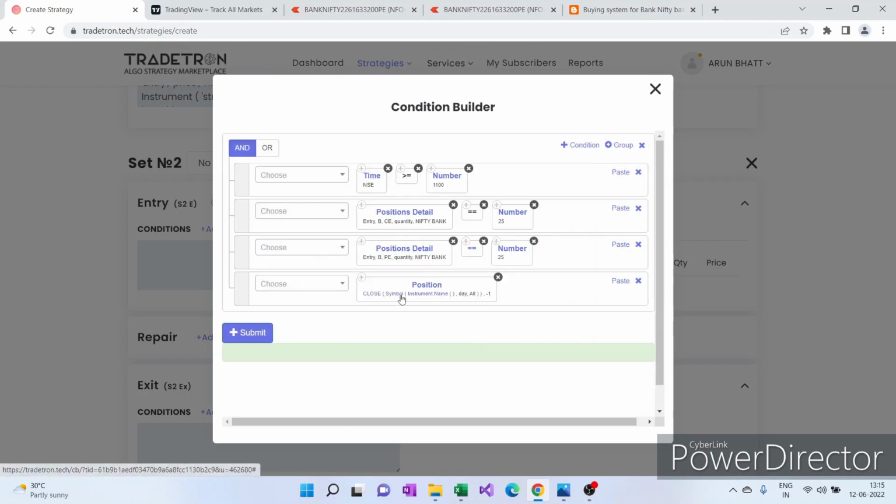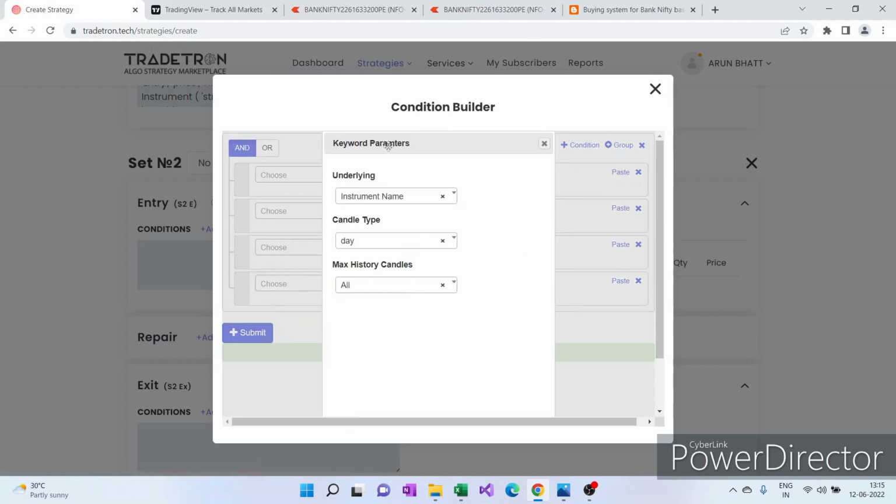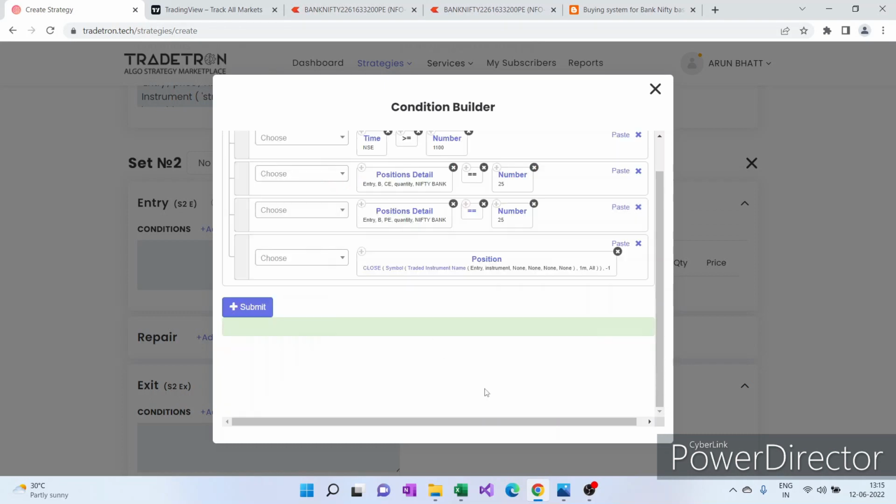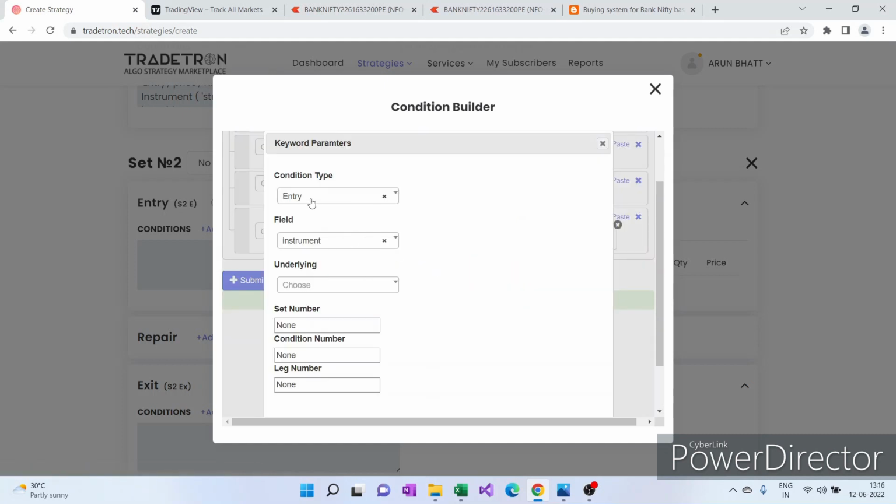Now we'll be choosing the symbol. So candle type is a 1 minute candle, and max history candles can be one. And we'll be checking for the traded instrument, whatever instrument we have traded. So we are referring to that instrument. Like we bought in set one the C and P, and this is for the C. So we'll be checking for the C. So we'll go here, entry instrument, and anyway the underlying is Bank Nifty only.